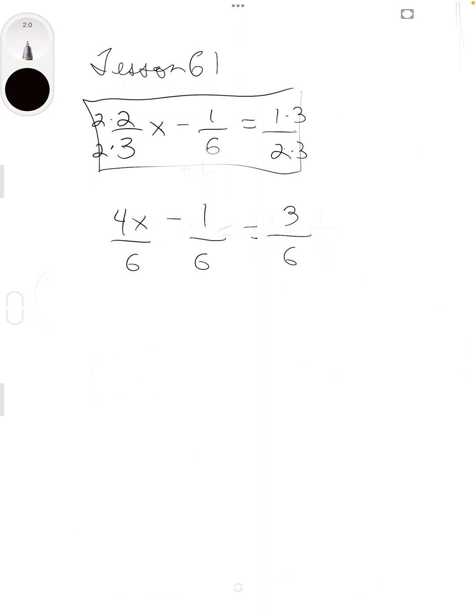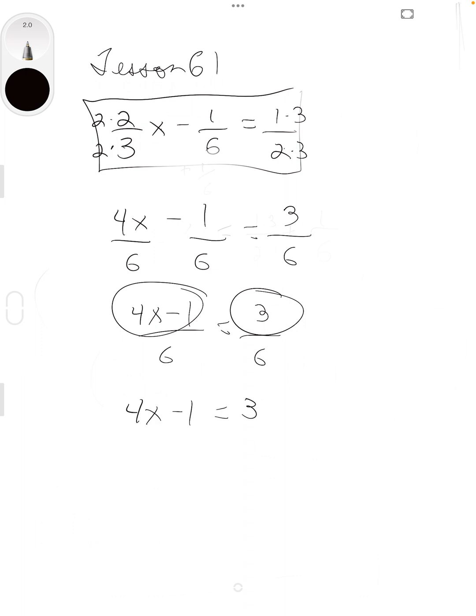Notice that? If they're all over 6, in other words, 4x minus 1 over 6 equals 3 over 6, that means the top of this one has to equal the top of that one. Well, 4x minus 1 equals 3. Add 1 to both sides, I get 4x equals 4, x equals 1.